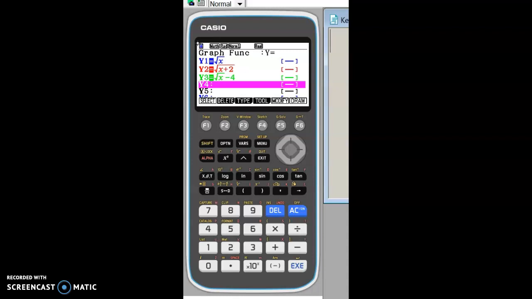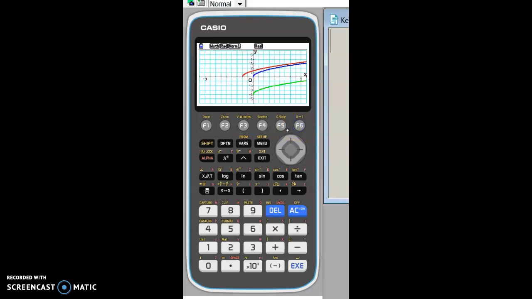And then the third one is going to take that blue equation, and because it's minus 4 outside, it's going to move it down. So when I've typed these in, I can now hit draw, and you can see the blue one is the parent function, starts at 0, 0, and then hits the points when x is 1, y is 1, when x is 4, y is 2, and when x is 9, y is 3. And that's because the square root of 4 is 2, the square root of 9 is 3, and the square root of 1 is 1.